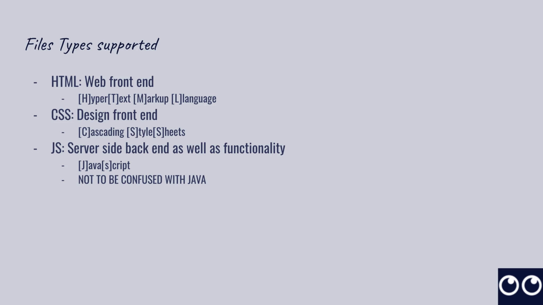What files can I use on Qoom? HTML, which is the front end of the web, which stands for Hypertext Markup Language. CSS, which is the design on the front end, which stands for Cascading Style Sheets. And JS, which is the server-side backend, as well as the functionality of clicks and presses and buttons. JS stands for JavaScript, but this is not to be confused with Java. These are 2 different languages and have 2 different entires.